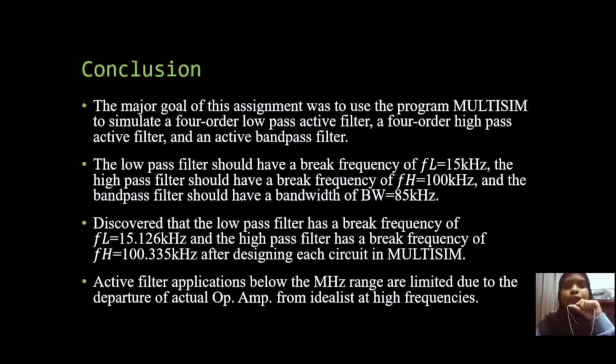Next, we discovered that the low-pass filter has a break frequency of FL equal to 15.126 kHz, and the high-pass filter has a break frequency of FH equal to 100.335 kHz after designing each circuit in Multisim. Active filter applications below the megahertz range are limited due to the departure of actual op-amps from ideal at high frequencies.